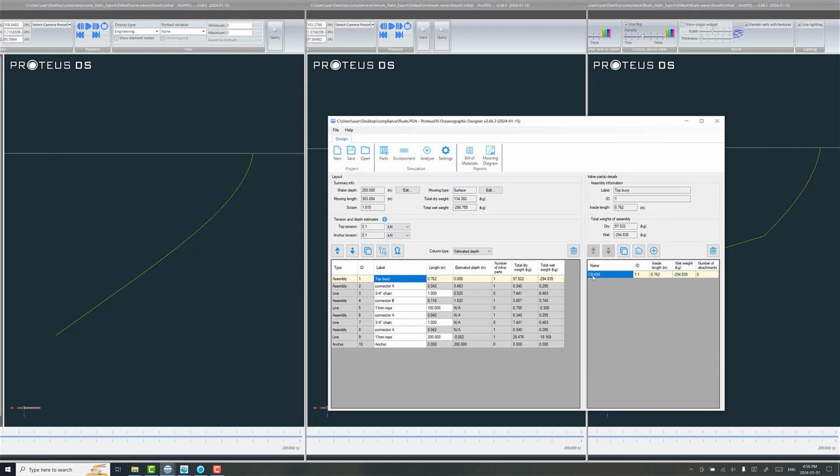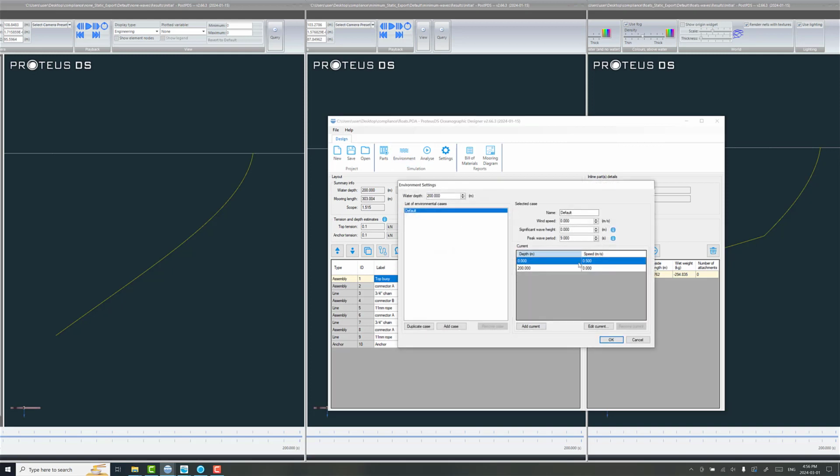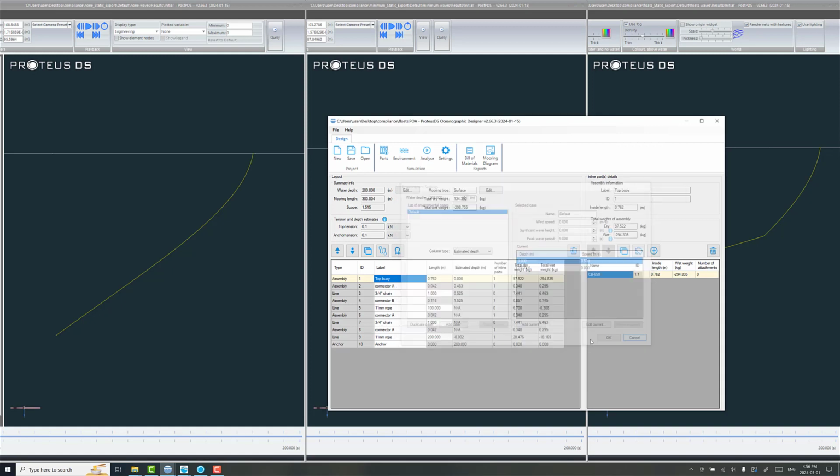We have a Nexen CB650 buoy at the top, a very, very short section of chain just to help with stability of the buoy. And in this problem, we're looking at a water depth of 200 meters. This is just a made-up problem to illustrate it, but we're looking at 200-meter water depth and a current of a half a meter per second at the surface tapering to zero at the seabed.